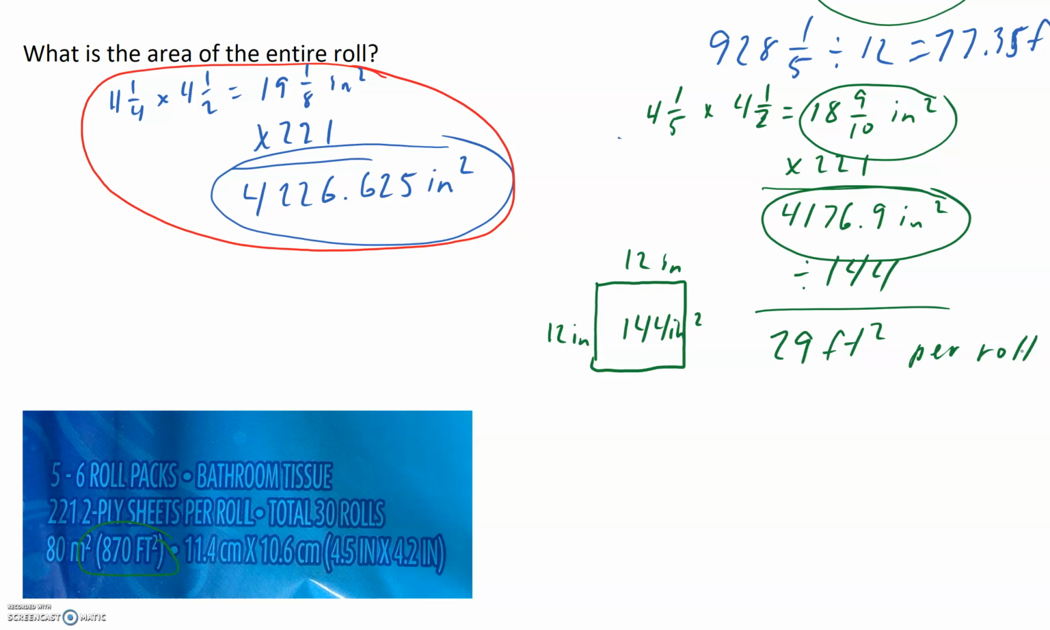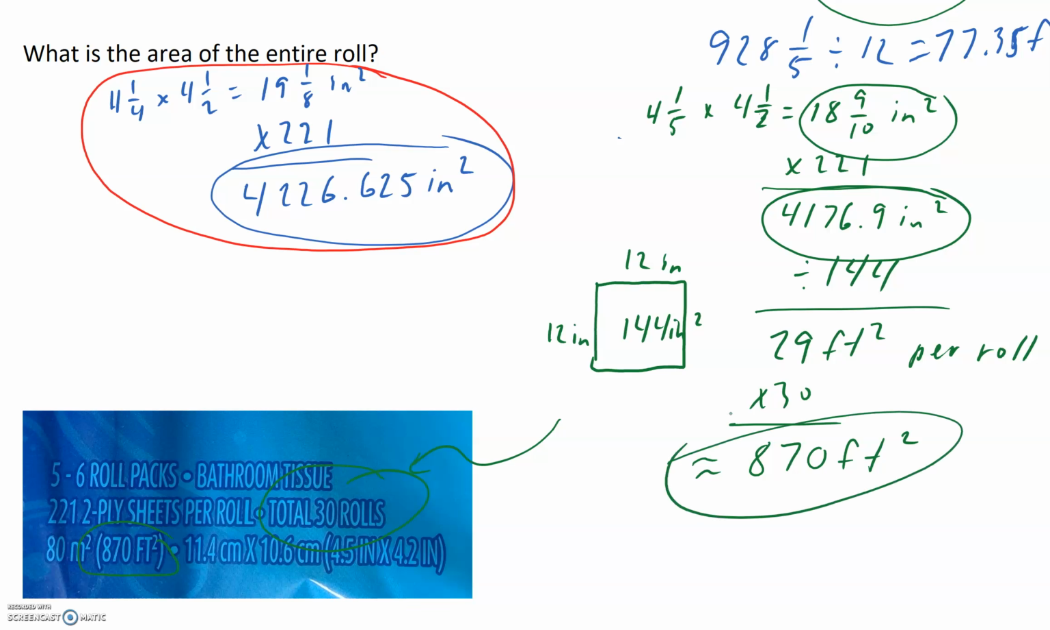I was worried just again, but that's per roll. There's 30 rolls right here. Okay, so I got to multiply that by 30. 870.18. So it rounds to 870 square feet, about, right? Whew. All right. That was a lot of math that I didn't expect to be happening right there.